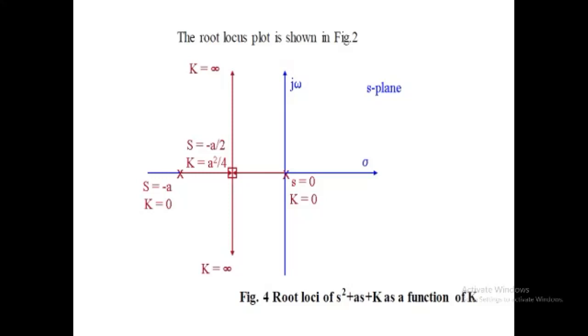So let us take one example. Sketch a root locus of a unity negative feedback system whose forward path transfer function is G of s equals k upon s.